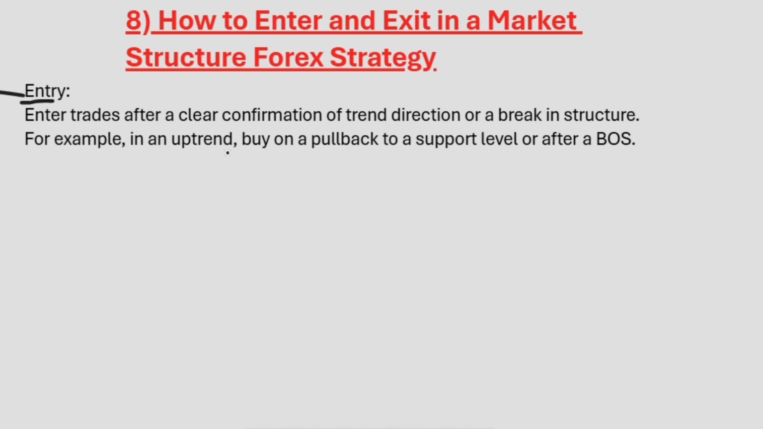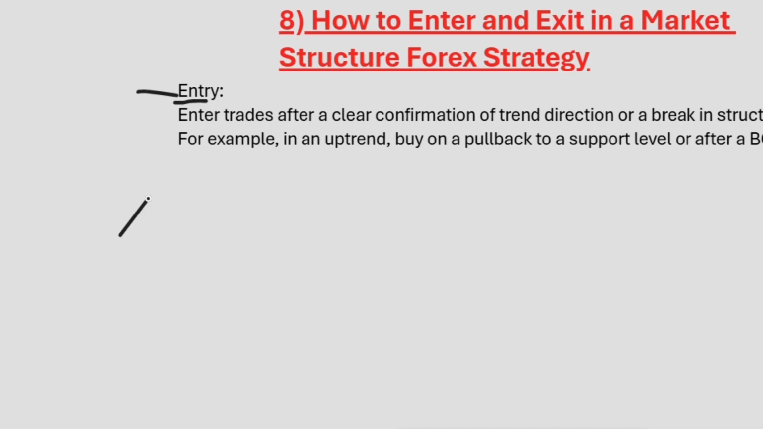For example, in an uptrend, buy on a pullback like this. You have this pullback, then price continues going up, breaking the structure, pullback, then going up. From this high to this low, it is a pullback. We buy using this pullback. We can also confirm by using a Fibonacci retracement, and I'll put a link up here on how to use a Fibonacci retracement tool.